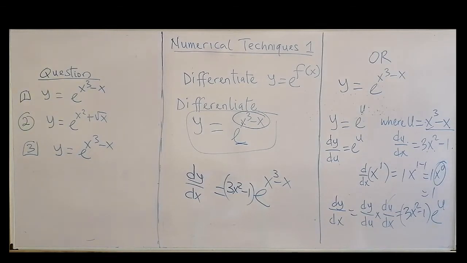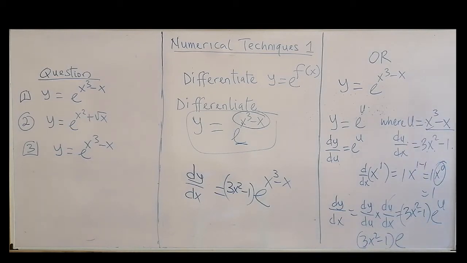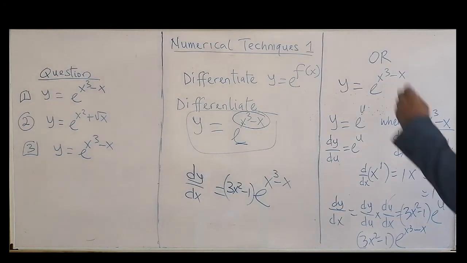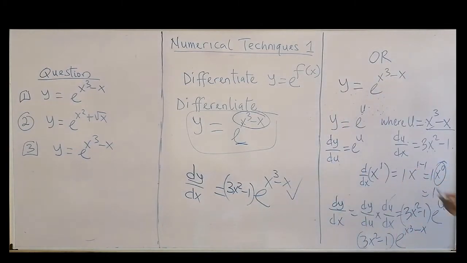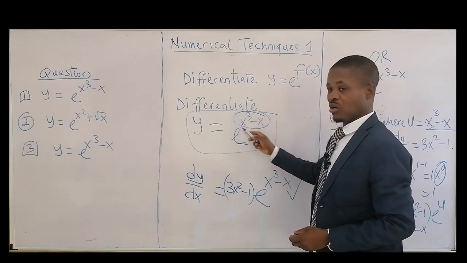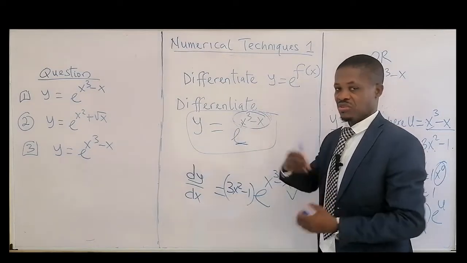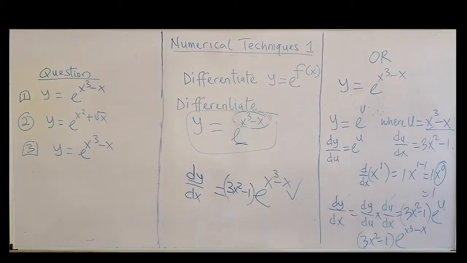Then replace the u back. If you replace your u back, then you have 3x squared minus 1, in brackets, e to the power x cubed minus x. So that finishes that question. Somebody that performed this process and somebody that performed the other process will get the same answer. So the choice is yours, which one you want to use. But sometimes, when the exponent becomes complicated, becomes an expression, it's better to use this approach to avoid making mistakes. So that's that on question 1.